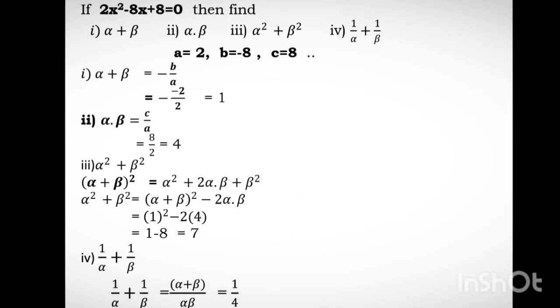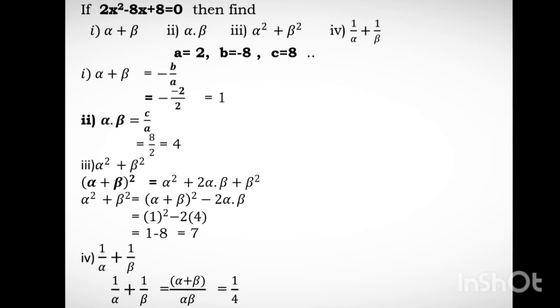Let's go ahead. So you have 1 upon alpha plus 1 upon beta. We don't have alpha and beta separately, so what do we do? We cross multiply, and we get alpha plus beta divided by alpha into beta. Now we know alpha plus beta is 4, whereas alpha into beta is 4. So the final answer will be 1.